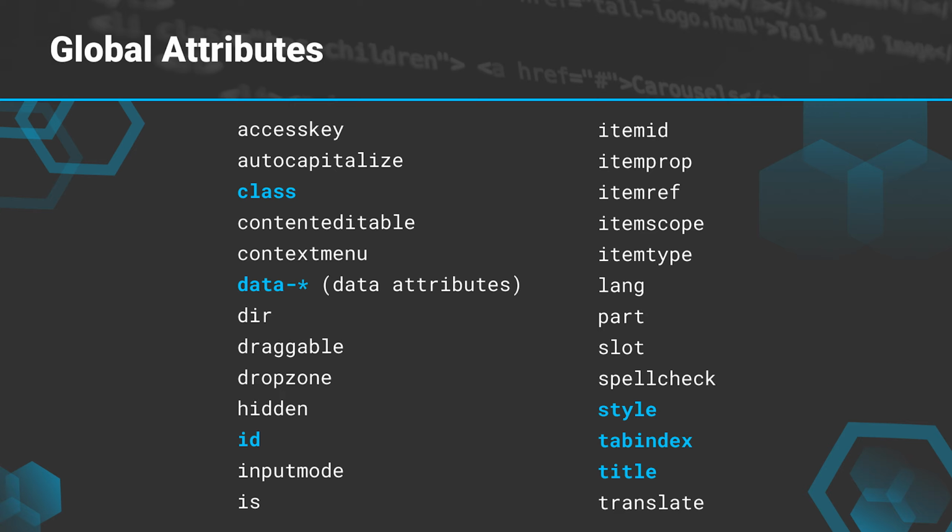Below style, you'll see the tabindex attribute. The tabindex attribute is an important attribute to know how to implement whenever you're working on keyboard navigation for interactive elements.